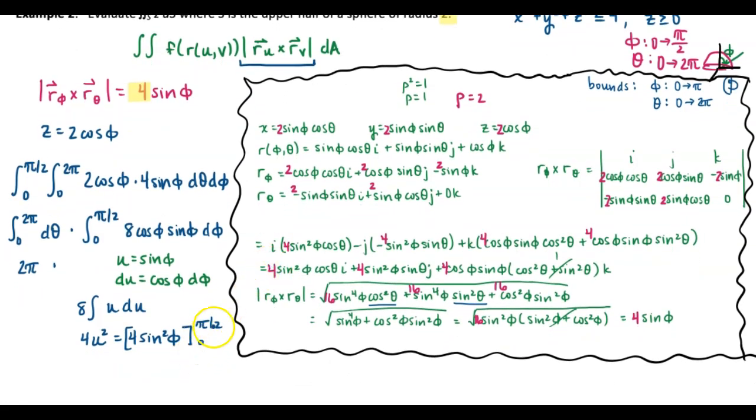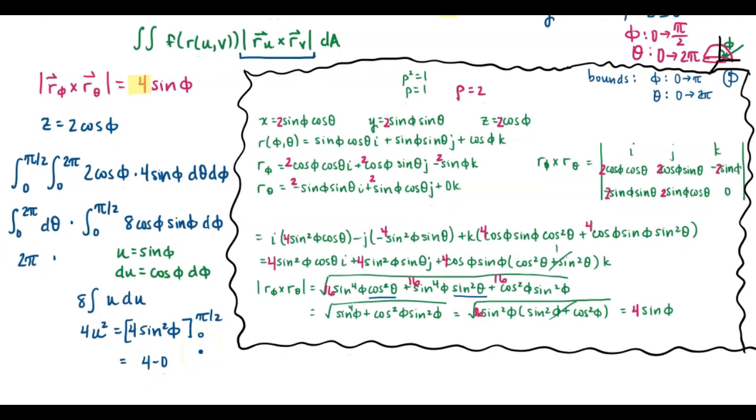And the sine of pi over 2, I know is just 1. The sine of 0 is 0. And so this leaves us with 4 minus 0. Finally, because I'm multiplying the values from both of these integrals, 2 pi times 4 is equal to 8 pi. And so we've evaluated that integral. Much less painful when we don't have to derive that magnitude of that cross product in spherical coordinates.